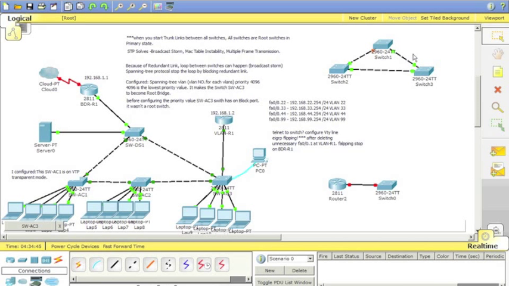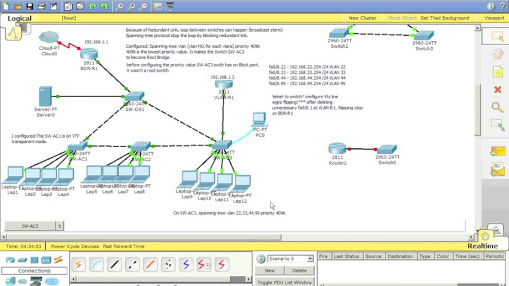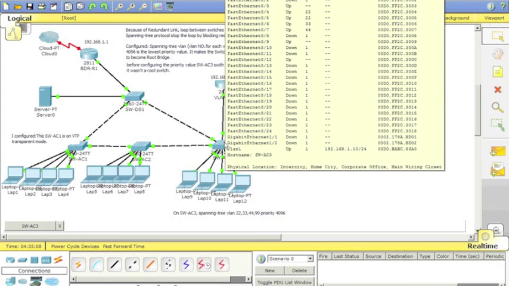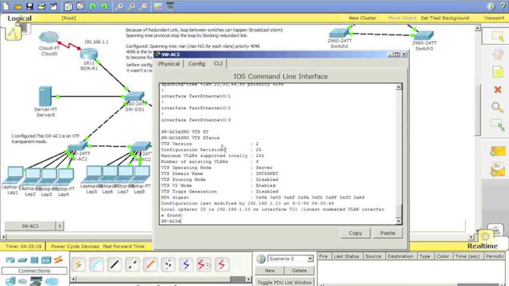you need to configure the spanning tree VLAN priority. Like the way that I did here for all three switches, I use spanning tree VLAN 22, 33, 44, 99 priority 4096. 4096 is the lowest. So this switch is a root bridge. Let's see. Show VTP status.